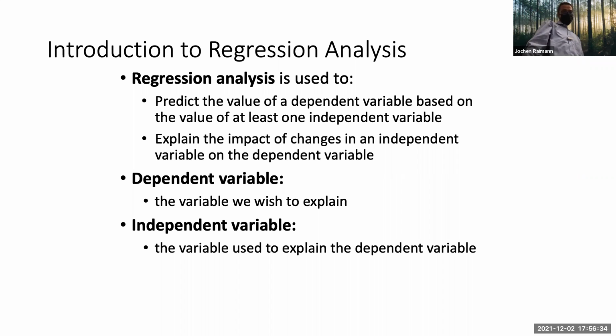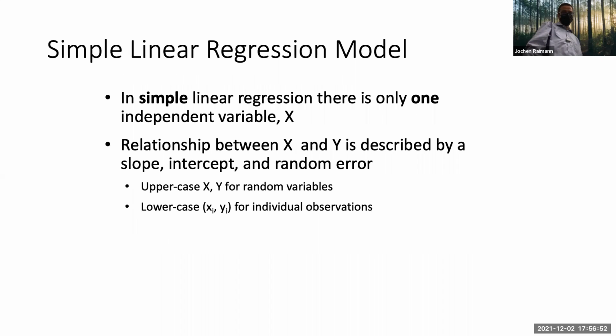So regression analysis can be used to predict a value and explain the impact of changes in an independent variable on the dependent variable. The dependent variable is the one we wish to explain, and the independent variable is the one that explains the dependent variable. In simple linear regression, you only have one independent variable, x. And the relationship is described by a slope, by an intercept, and by a random error. What does that mean?